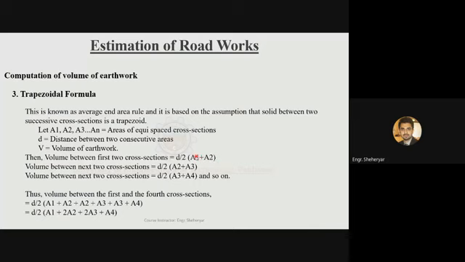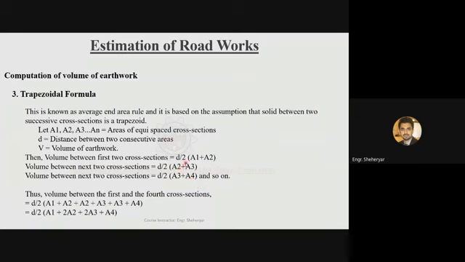Then calculate the volume of the earthwork for the second segment of the road, and the second segment will be bounded by the areas A2 and A3. So (A2 plus A3) divided by 2, this will give you the average area, and multiply that average area with the distance between these two sections. This will give you the volume of earthwork for the next segment of the road, and similarly you can calculate the volume for the other segments of the road as well.